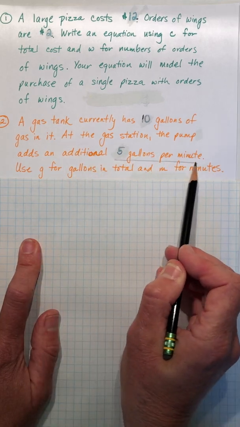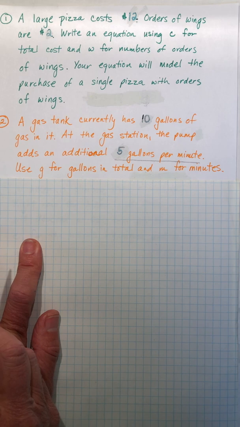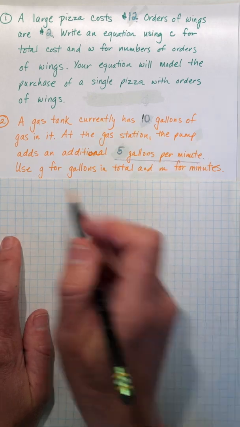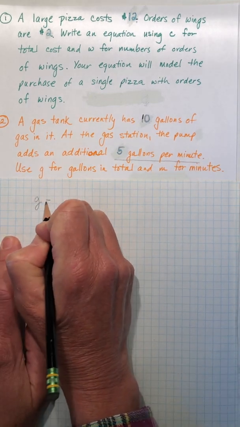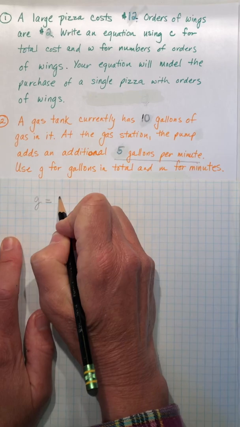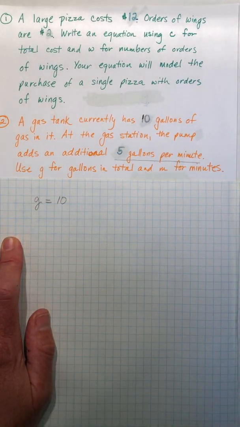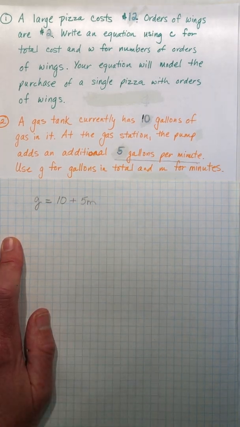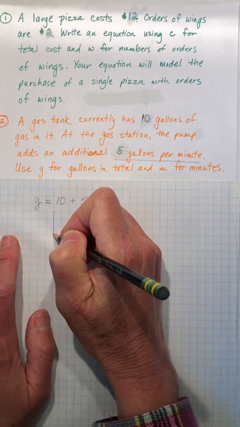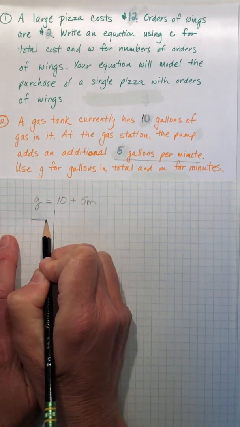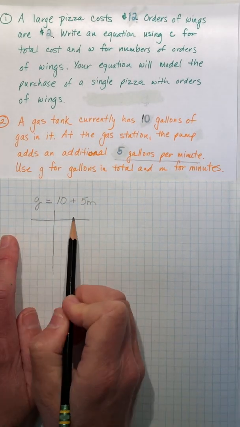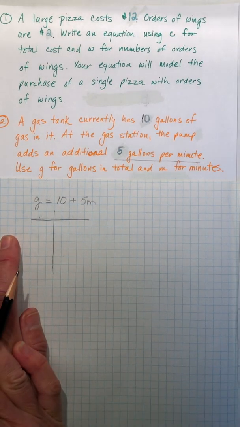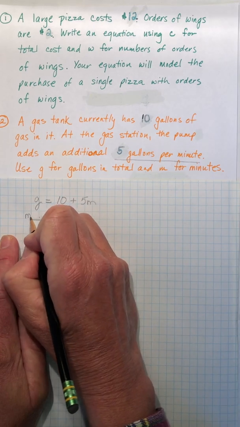5 gallons per minute, which means my rate of change is 5 per minute. So the total number of gallons will be equal to the 10 I started with plus an additional 5 per minute. And let's make our table. So how do you decide which one goes where, gallons and minutes? If you have time, it always is going to go over here.